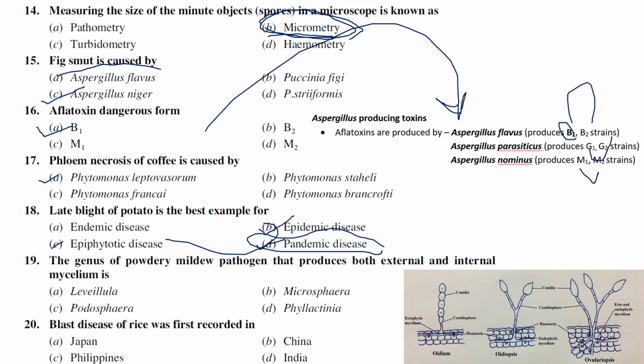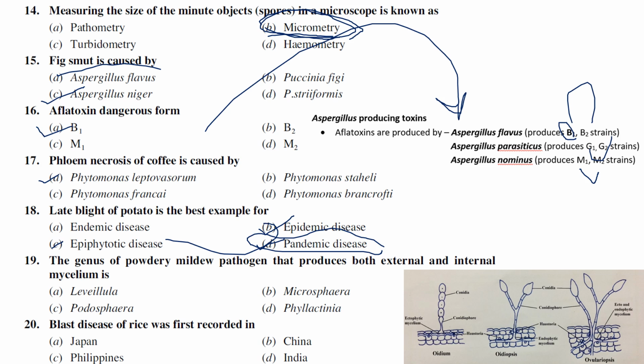Of course, it was an epidemic in Ireland in 1845 and in Germany in 1917. But it is the best example for pandemic diseases. If such options prevail, I suggest you go with pandemic. It's your own decision, but I will go with pandemic.